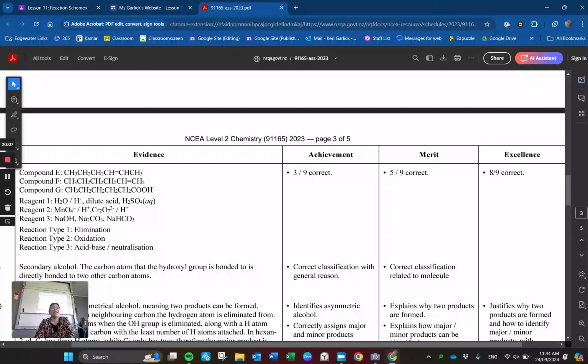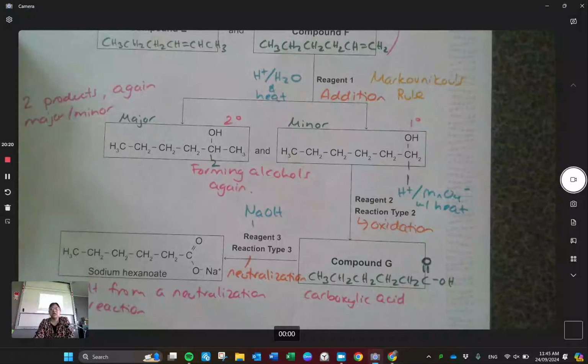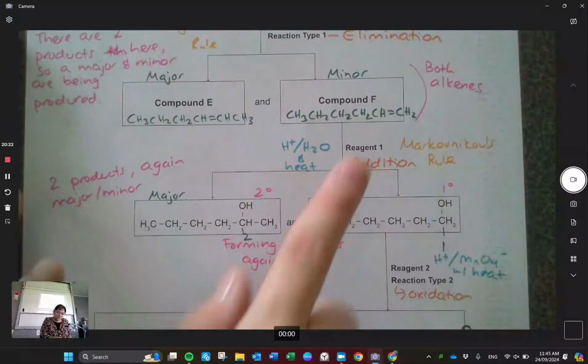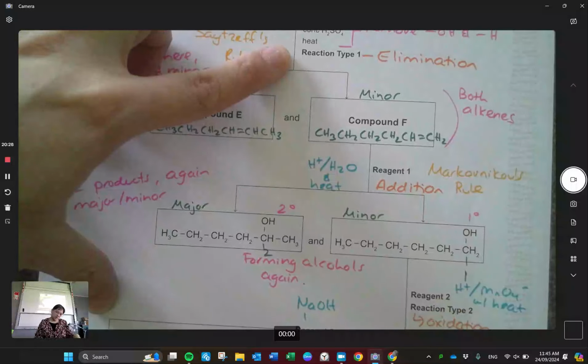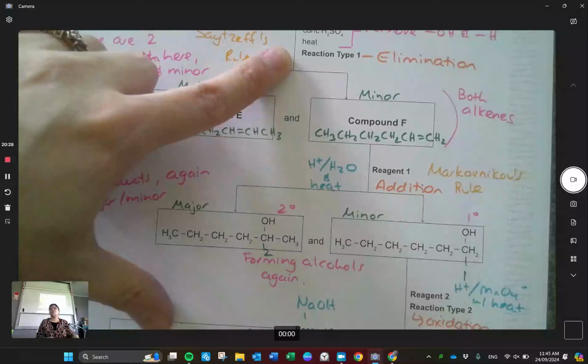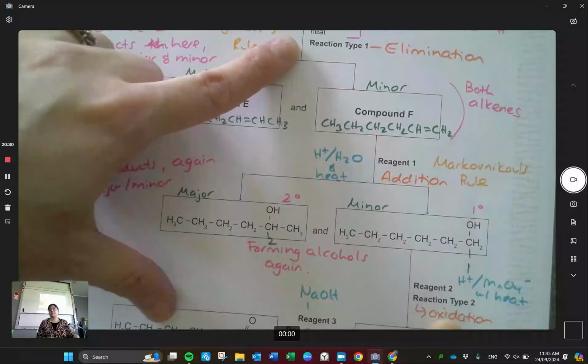Now, here's what I'm saying. 3 out of 9 correct is an achieved point. Again, I think it's challenging to get this to an achieved because you have to know everything to answer it. Worst case scenario, take a guess. For example, there are 3 different type of reaction questions. So you take a guess on those 3 and if you got those 3 right, you can get an achieved point. So take a guess on everything.